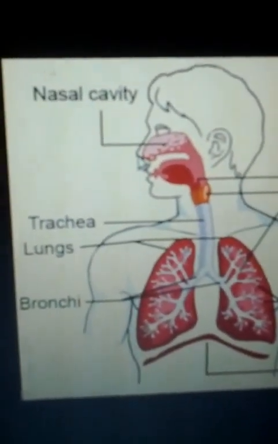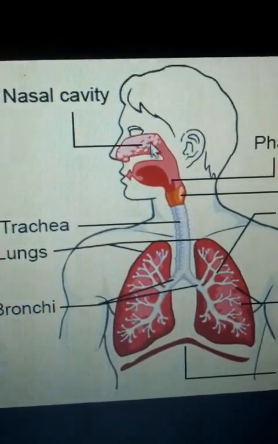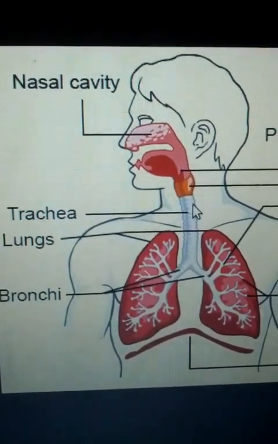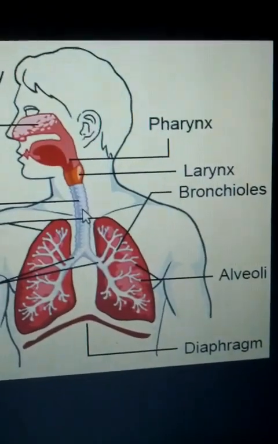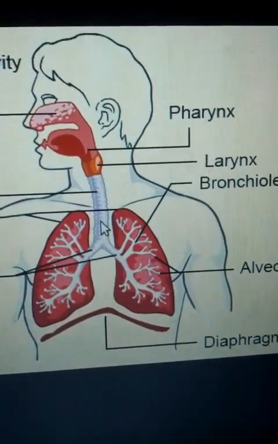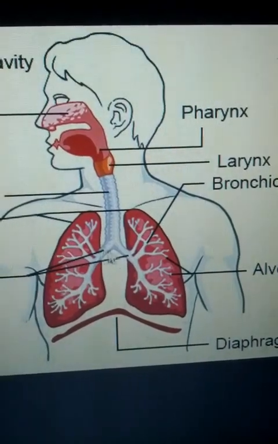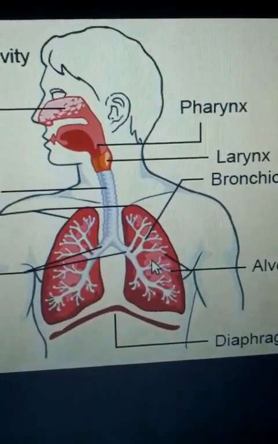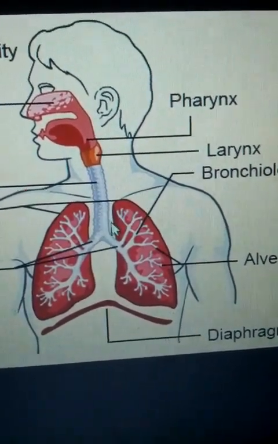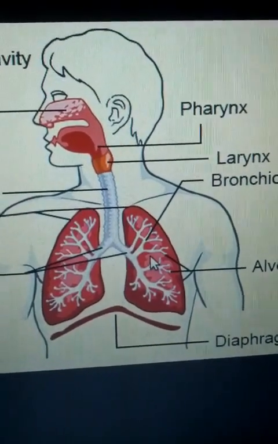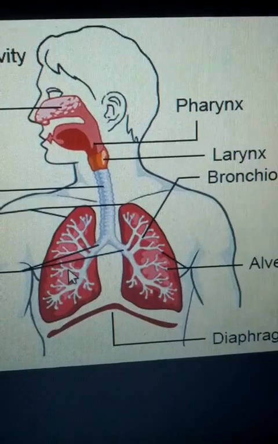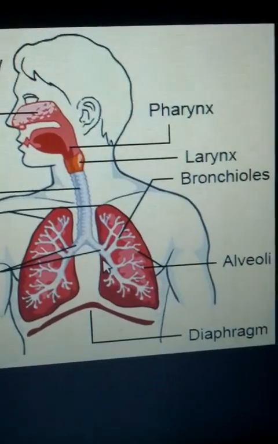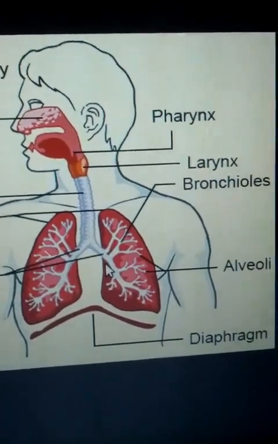This is the nose, and this is the nasal cavity. The trachea is the pipe connected to the nose, and it comes down. There are two parts here, two lobes. These two lobes are the lungs. This trachea is divided into two, and they enter the left and right lobes of the lungs. This again subdivides into smaller tubes named bronchioles.